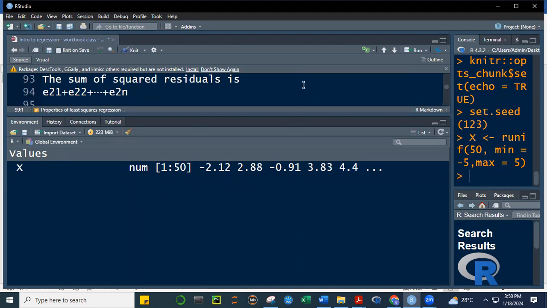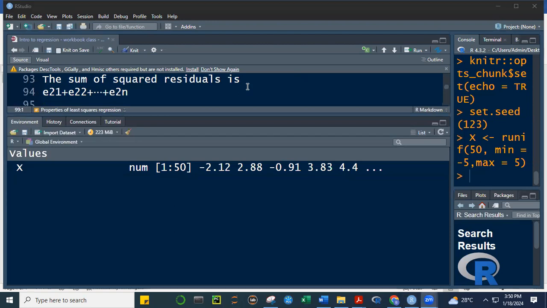Chat nyo kagad yung answer. How many observations do we have as far as x is concerned? How many? Please chat, everyone. Okay, 5 lang ba, class? How many? Okay, 50, class, no?